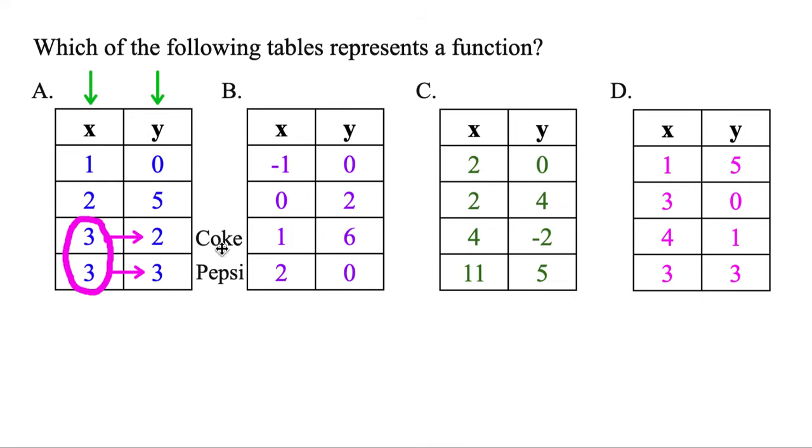But nobody ever really means to get Pepsi. So there's an issue here. This is not a function. A function is a properly working vending machine. So which of these other ones are also messed up?